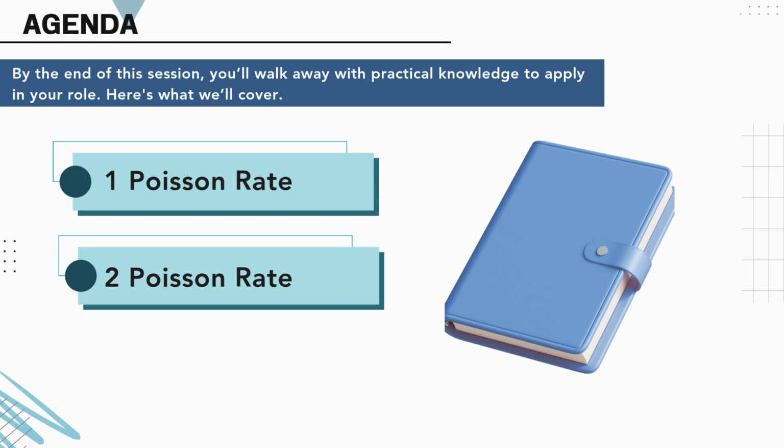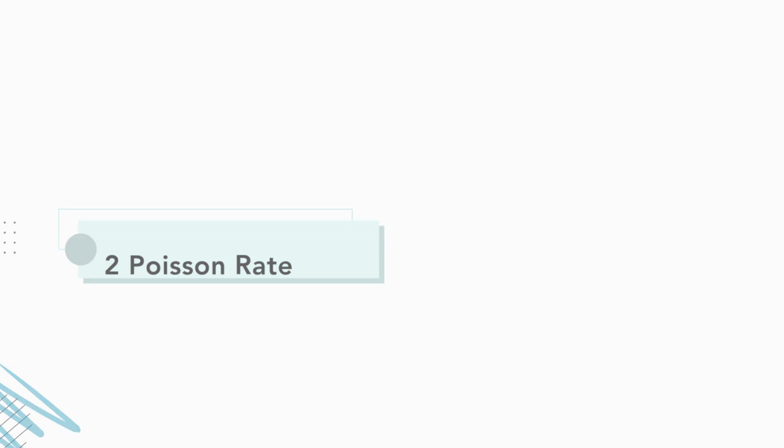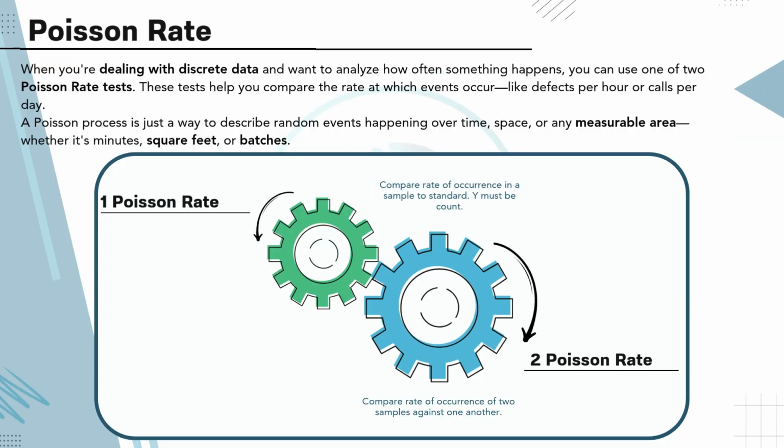Our focus will be on two specific types of Poisson rate tests. 1. Poisson rate test, which helps compare a sample rate to a known standard. 2. 2 Poisson rate test, used when comparing rates between two samples or systems. Let's walk through the concepts, applications, assumptions, and how to interpret the results of each test. Let's get started. Now let's understand what Poisson rate tests are and when they are used.